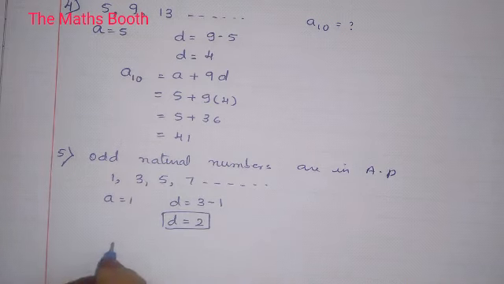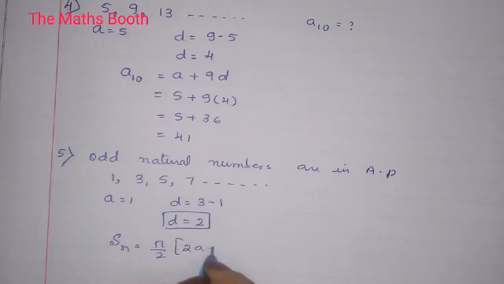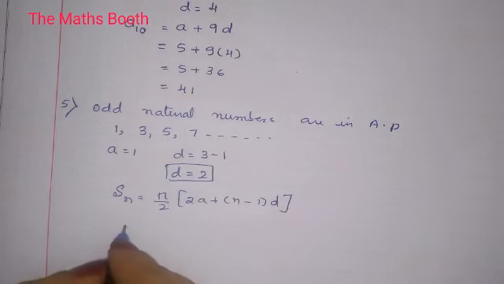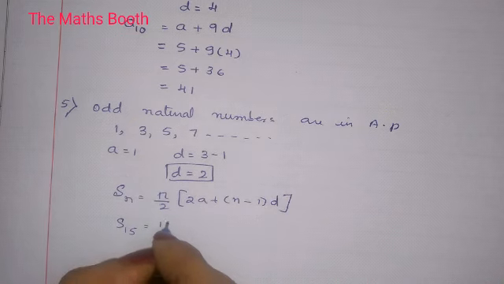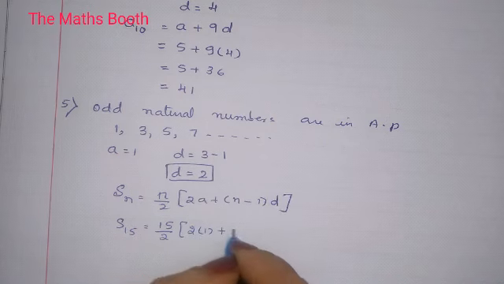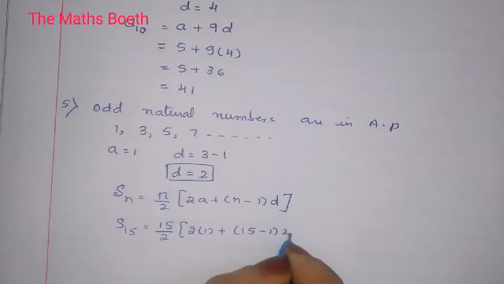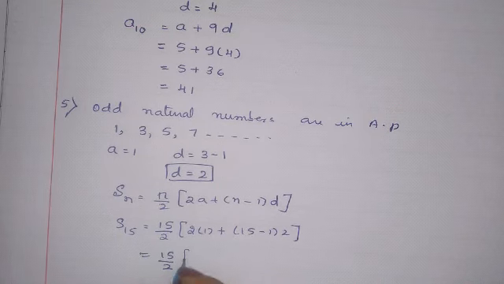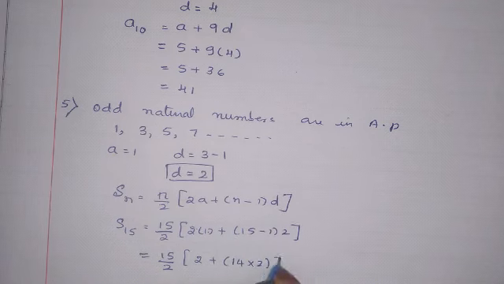Here they want S15. Sn is equal to n by 2 into 2a plus (n minus 1) d. So we can substitute and find S15 is equal to 15 by 2 into 2 into a, which is 1, plus 15 minus 1 into d, which is 2. 15 by 2 we cannot cancel, so we keep it as it is. 2 ones are 2, plus 14 into 2, with 15 by 2 as it is.